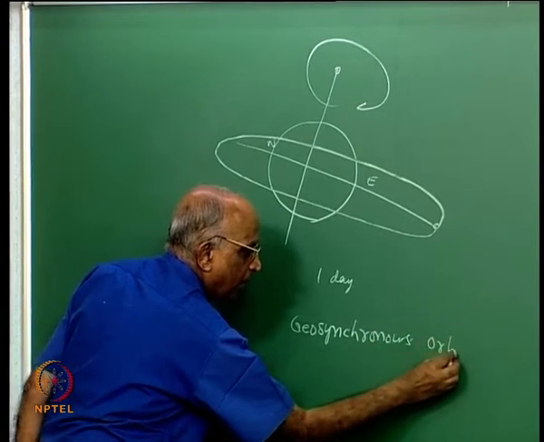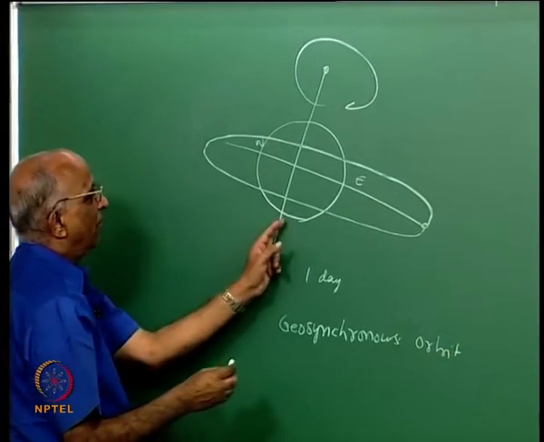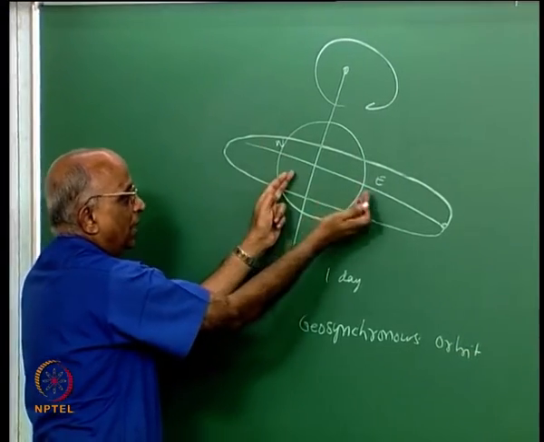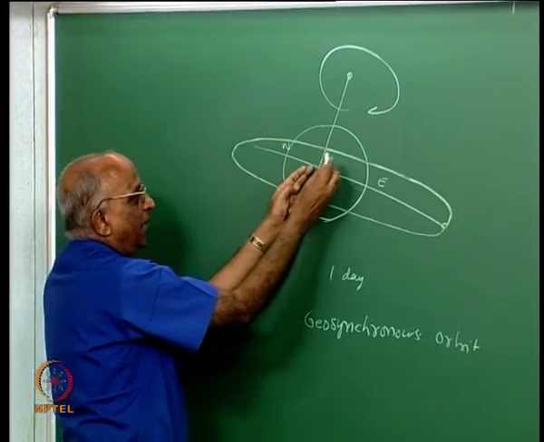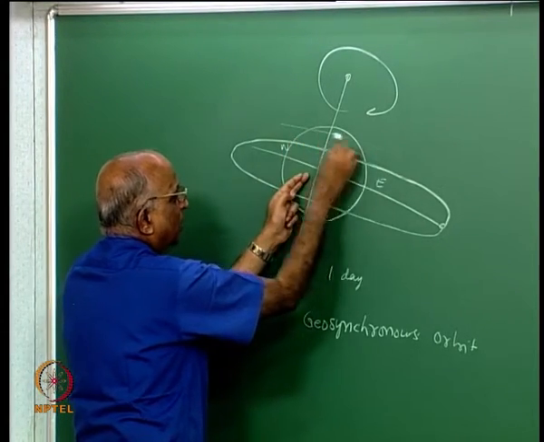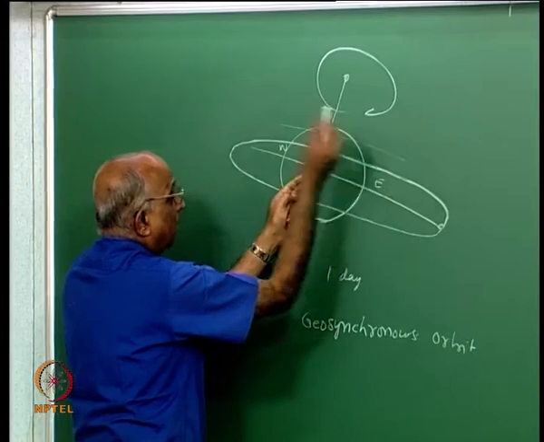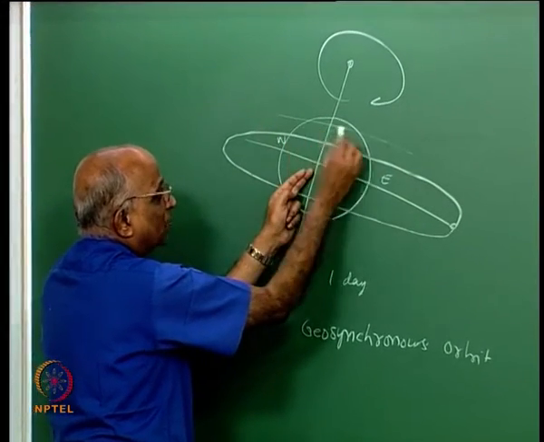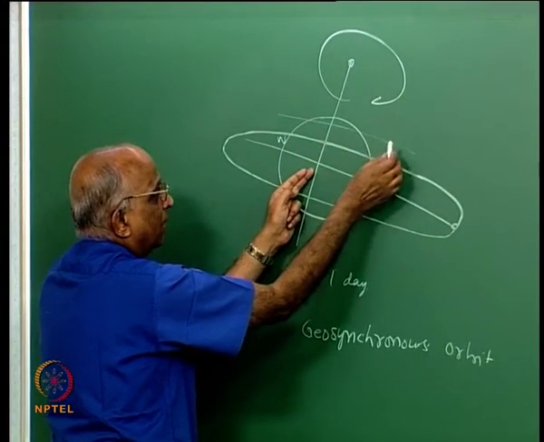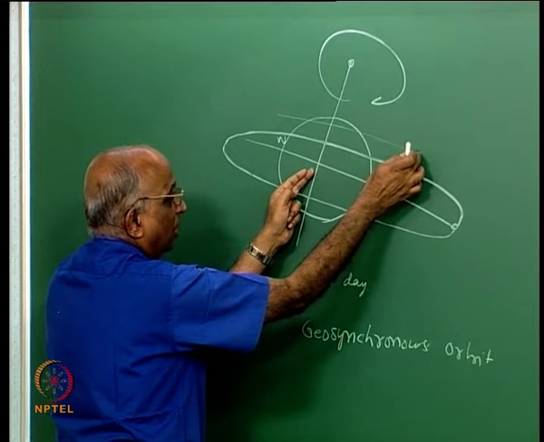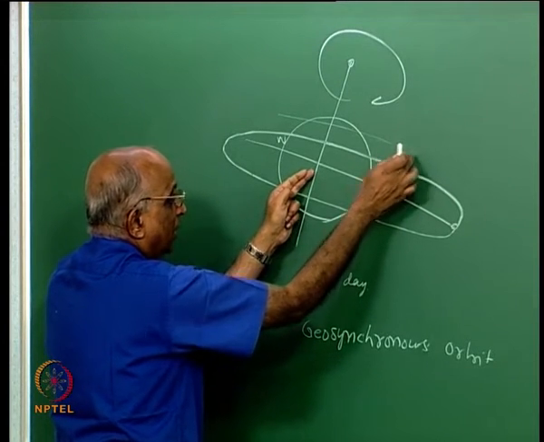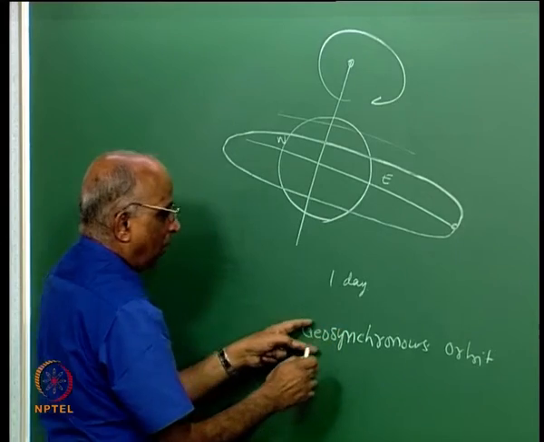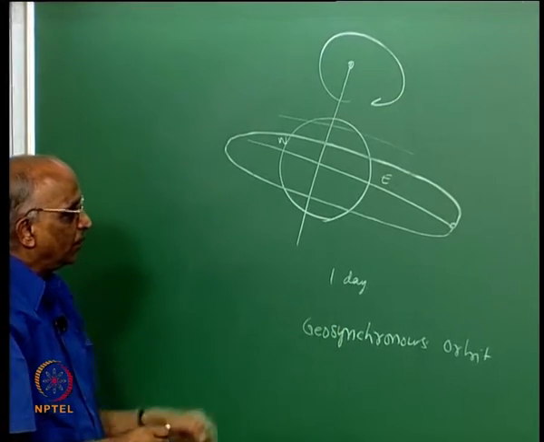orbit. In other words, when I have the earth rotating from east to west, and so also the body rotates in a plane which also rotates once per day, we say that the rotation of this object or body or satellite is synchronous with respect to earth. We call it a geosynchronous orbit.